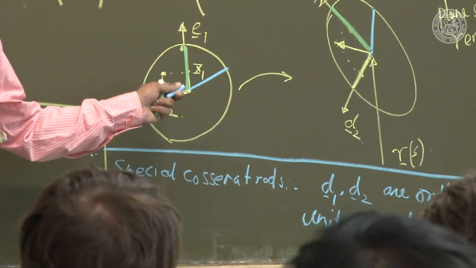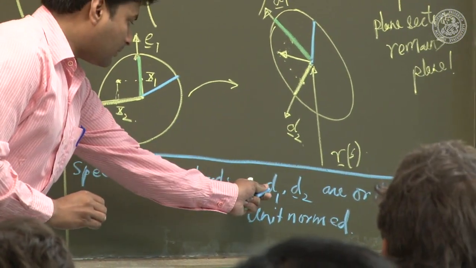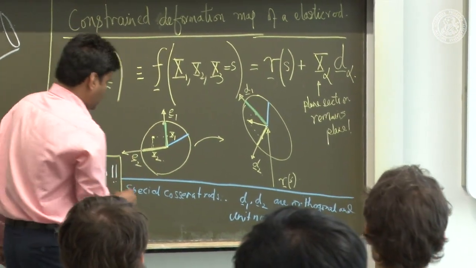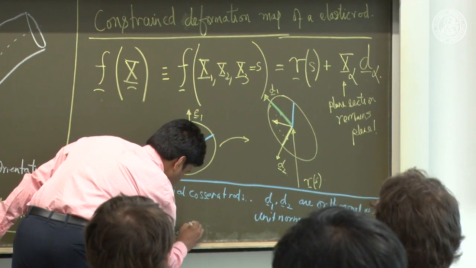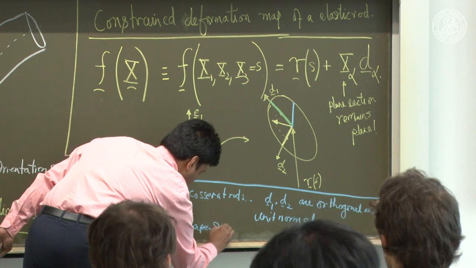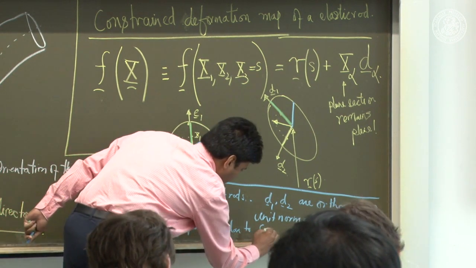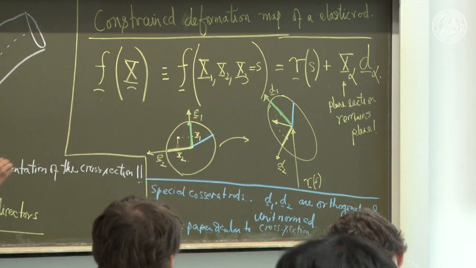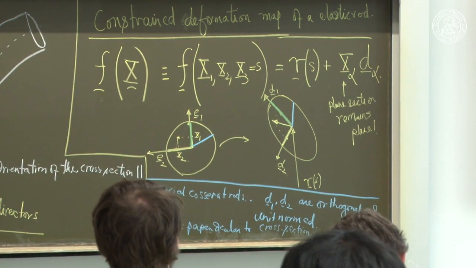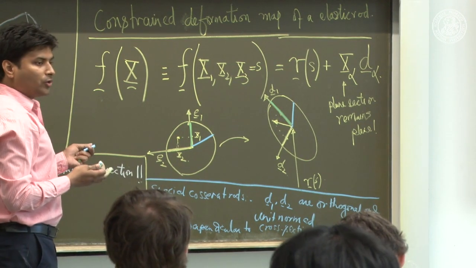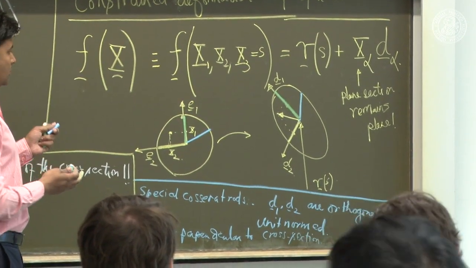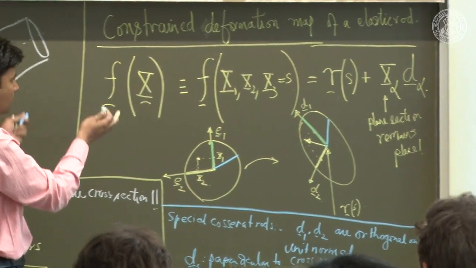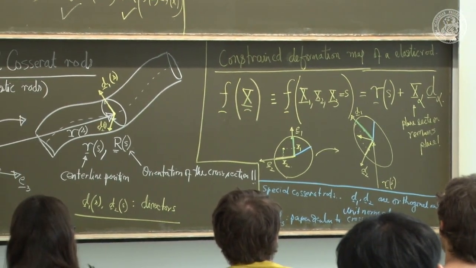And you can also now think of D3 such that it is perpendicular to both D1 and D2. And that will be perpendicular to your cross-section. So D1, D2, and D3 now form your local coordinate system. So it's an orthonormal triad, and it forms what's called the local coordinate system in the deformed configuration.